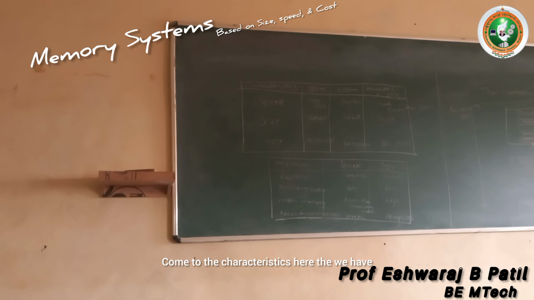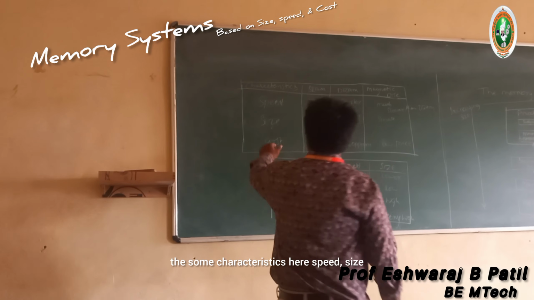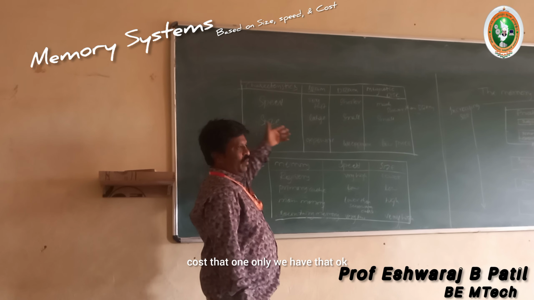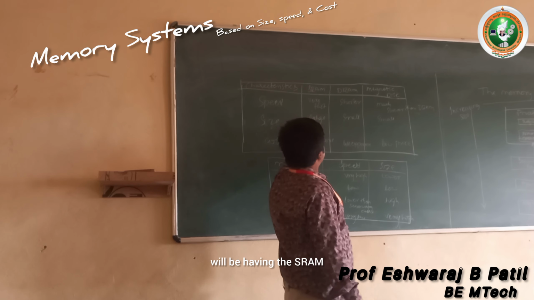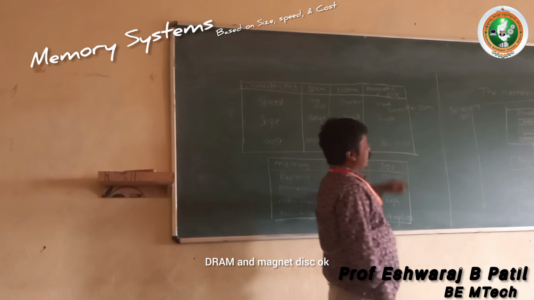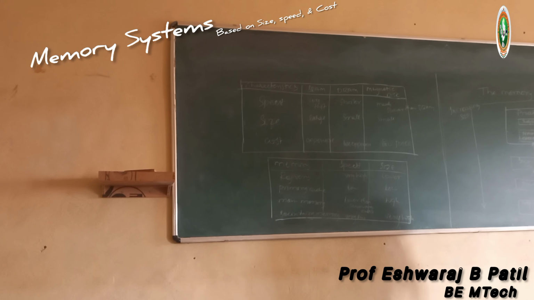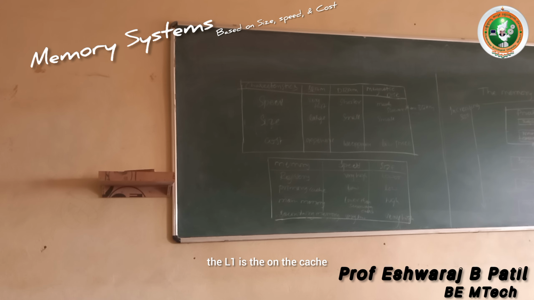Okay, come to the characteristics. Here we have some characteristics: speed, size, cost. Whatever I explained, this will have SRAM, DRAM and magnetic disk. Usually the caches are made with SRAM, main memories are made up with DRAMs, and L1 is the primary cache on the processor. L2 is the off-chip cache, outside the processor.